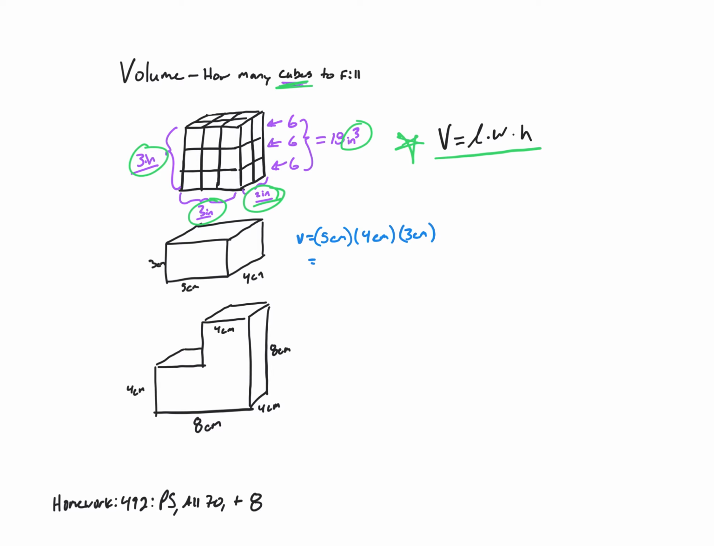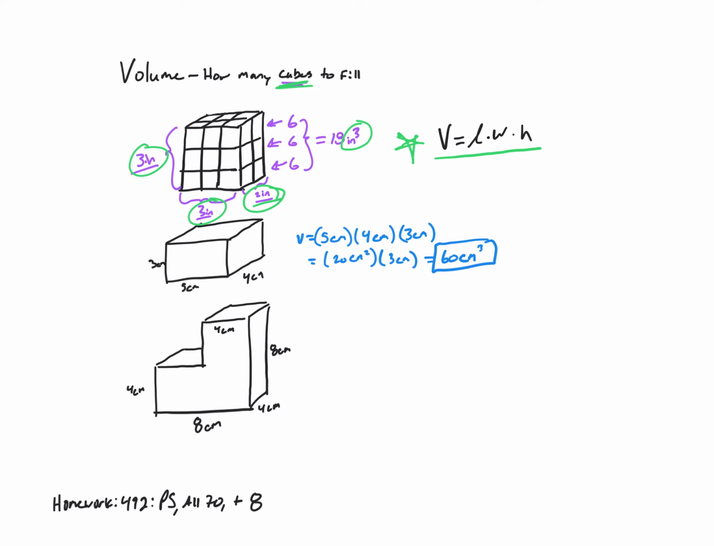5 centimeters times 4 centimeters gives me 20 centimeters squared. I multiply that by 3 centimeters. 20 times 3 gives me 60. Centimeters squared times centimeters gives me centimeters cubed. So the volume of this box would be 60 centimeters cubed.